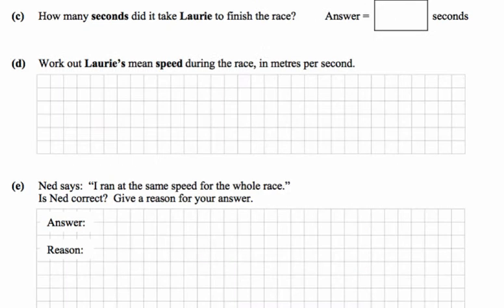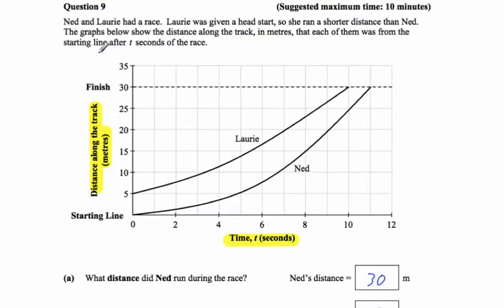Okay, so part C of the same question says, how many seconds did it take Laurie to finish the race? So if we go back to the curve, we can see this is Laurie's curve here. How many seconds did it take her to finish? Well, she started at 0 seconds, and if we look down from here, she finished after 10 seconds.